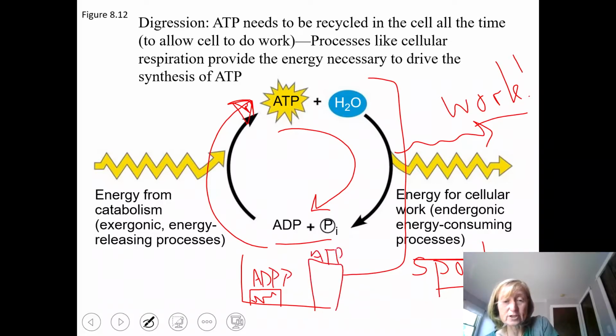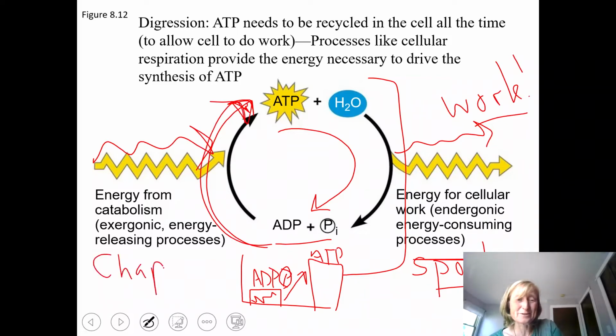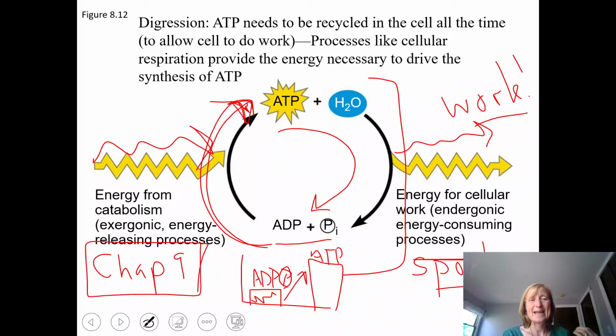ATP has higher free energy. So to build it, it's going to take some energy. Where are we going to get that energy from? We're going to get that energy from the food that we eat. The energy in the food that we eat is used to rebuild ATP all the time. And by the way, this is Chapter 9 material. We're going to talk about how we rebuild ATP, taking the energy from the food that we eat and using it to make ATP. This is super exciting. We're going to spend a lot of time on that in Chapter 9.